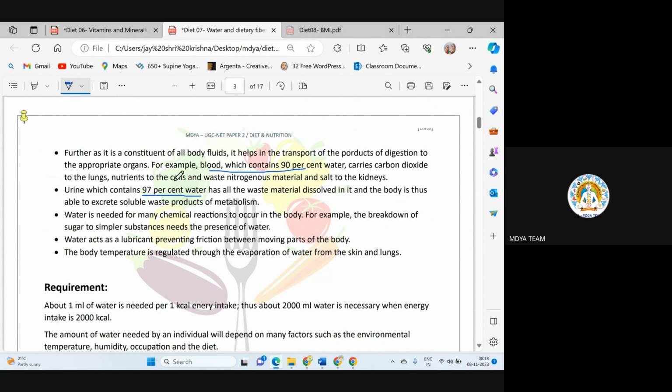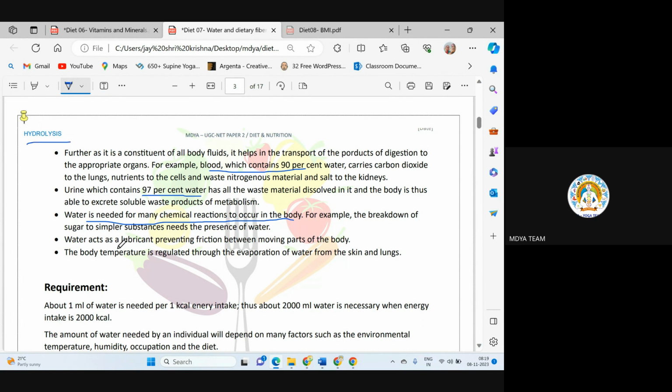Water is needed for many chemical reactions to occur in our body. You can understand this line from when we were discussing carbohydrate metabolism. There is a term, hydrolysis. Hydrolysis means breaking down of any substance when we react that substance with water. Hydro means water, lysis means breaking down. So in our body, there are many reactions in which water is needed to break down substances, and this process is known as hydrolysis.